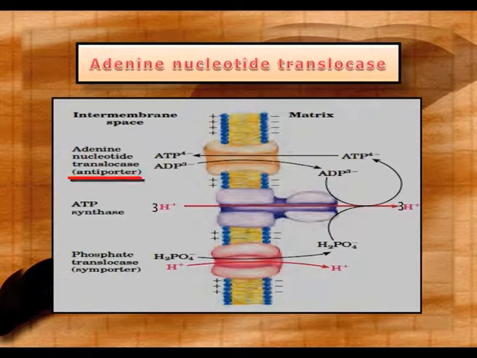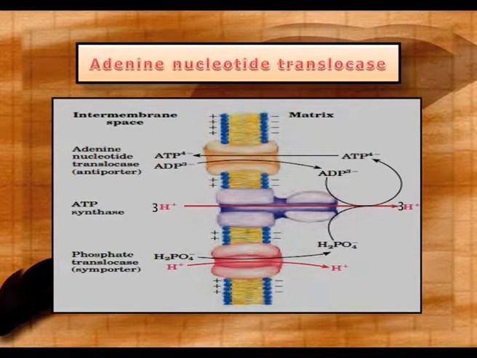One is adenine nucleotide translocase and the other one is phosphate translocase. Adenine nucleotide translocase is an antiporter and it allows the passage of one ADP molecule from cytosol or intermembrane space to matrix, and at the same time an ATP molecule from matrix to the intermembrane space. And phosphate translocase allows the transportation of one inorganic phosphate molecule and one proton into the matrix.